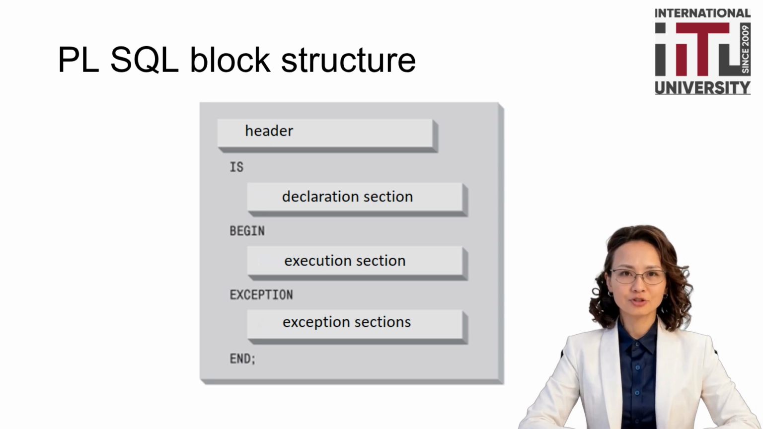PL/SQL blocks are structured with up to 4 sections: header, declaration, execution, and exceptions. The execution section is mandatory, containing executable statements. Headers define block calls, while declarations set variables and cursors. Exceptions manage errors. Understanding these sections is crucial for effective PL/SQL programming.